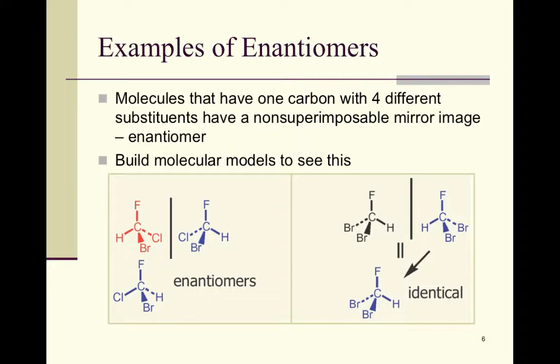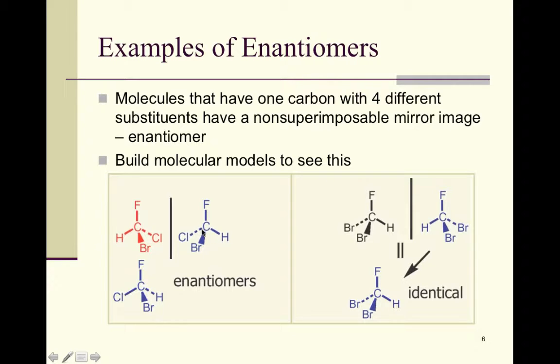Examples of enantiomers. Molecules that have 1 carbon with 4 different substituents have a non-superimposable mirror image. That's its enantiomer. Build models to see this. In this drawing, you can see that fluorine, carbon, and hydrogen are in the plane of the paper. Chloride is going back and bromide is coming out.